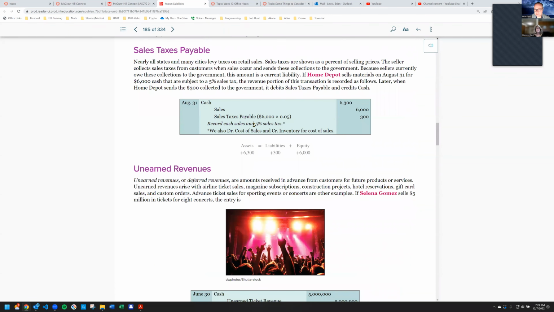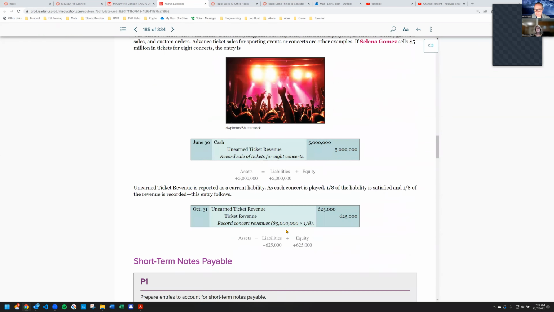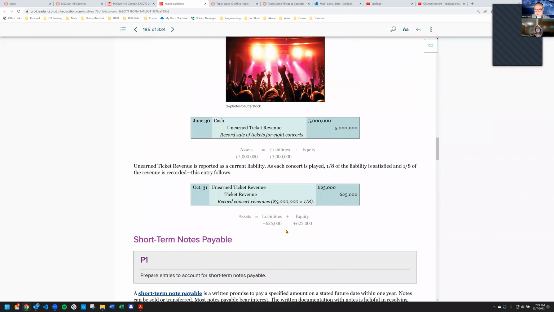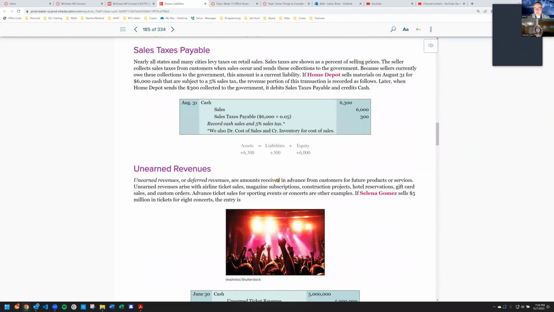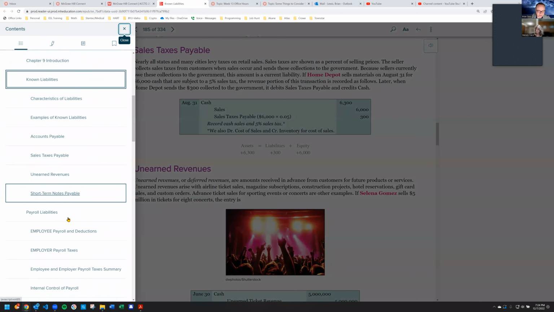There we go, sales tax. This will be your typical journal entry for that. Typical journal entry for unearned revenues. Right, so you want to make sure you go over that. Okay. Just want to see if the cheat sheet shows all that.